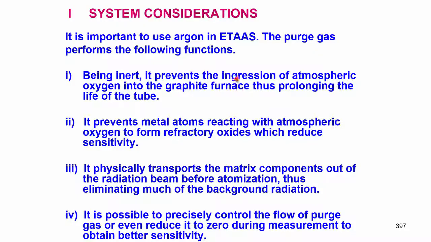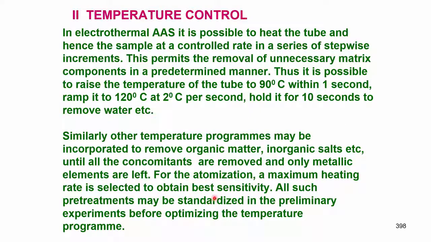So, this is one of the most important aspects of electrothermal atomic absorption. The system consideration is that we need argon for preventing the ingression of oxygen into the graphite furnace, preventing oxidation, and physically transporting the material out of the graphite tube. At the time of measurement, argon should not be there, only the metal vapor should be there. We will discuss temperature control in the next class.